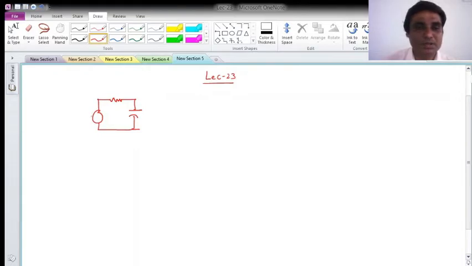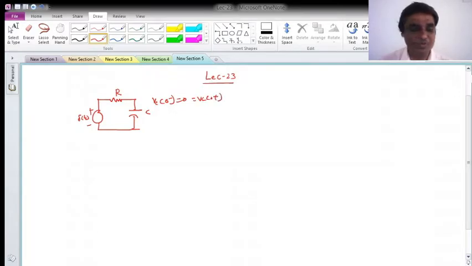To this, with R and C, I have given delta as an input. I want to find out what is the impulse response of it, or what is the delta response. Given that all my initial conditions are 0, which means that VC of 0 positive is also 0. Let us write the differential equation from it, and we have to solve it for I.